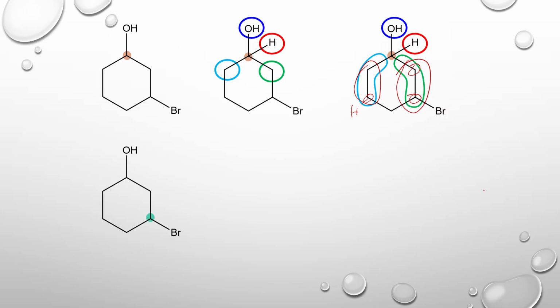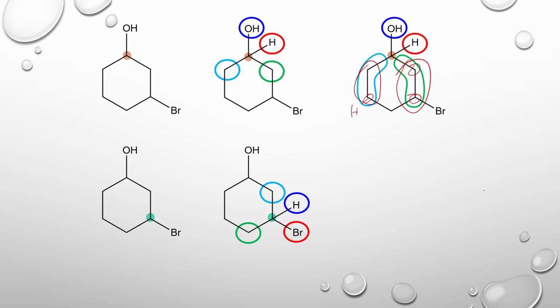And let's look at the one in green, the carbon in green. Same thing, I also circle out the four different substituents that I have. So I will have a H, I will have a Br, I will have this carbon here, and then I put this carbon here again. So the two carbons at this moment, they look the same, right?